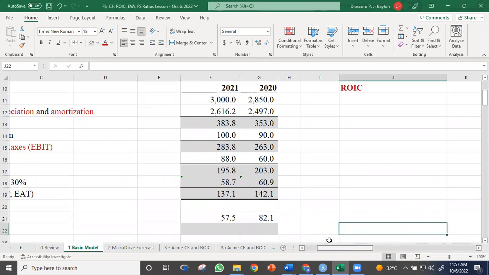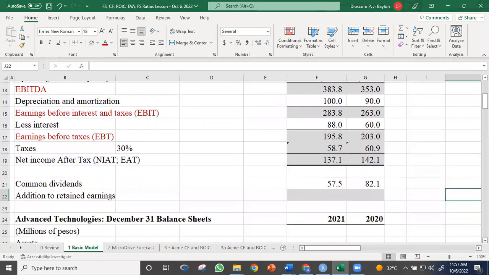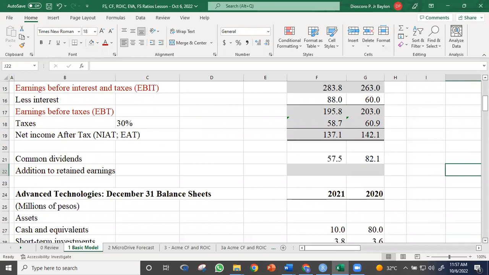Now, what do we do with this? From the net income after tax, remember our discussion on one of the roles of finance. One of the most important roles of finance is dividend distribution. So the management will have to decide, with the approval of the board of directors, if the firm is going to issue dividends. In this case, the company announced that it will issue dividends to the tune of 57.5 in 2021 and 82.1 in 2020.